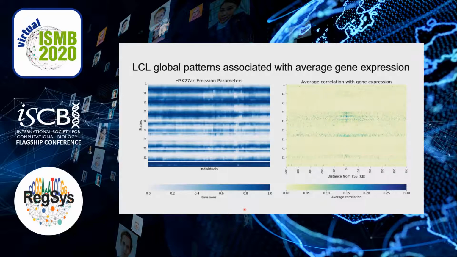We also show that the global patterns are associated with external data sets, such as gene expression. Using the global patterns we learned, we segmented the genome and assigned each 200 base pair window to one of the states. Then, for each gene, we correlated the expression of the gene with the emission parameters from each state assignment within 500 kb from the transcription start site. The heat map on the right shows average correlations across all genes. We observe higher correlation in non-constitutive states near the TSS of genes. This shows that the global patterns near transcription start sites are associated with the expression of many genes.